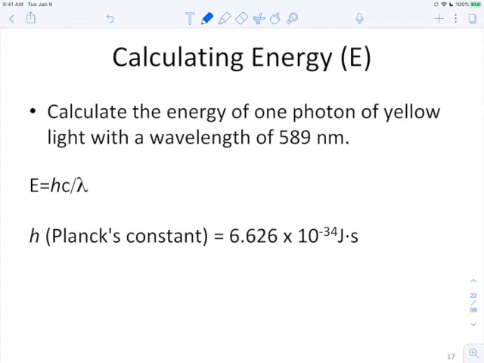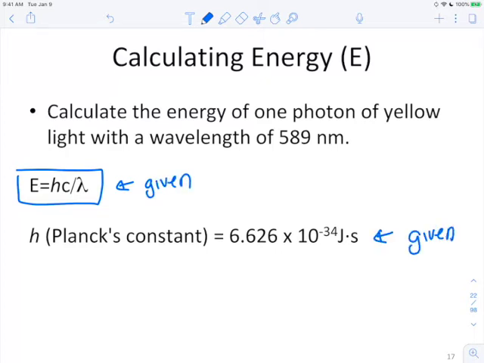All right, so here it says calculate the energy of 1 photon of yellow light with a wavelength of 589 nanometers. And here's our equation again, and this one will be given. Here's Planck's constant, which is again going to be given. And then c is our speed of light, which is also given like so.